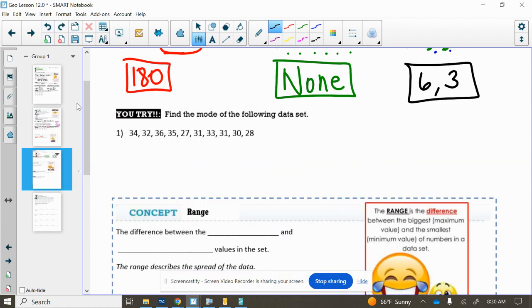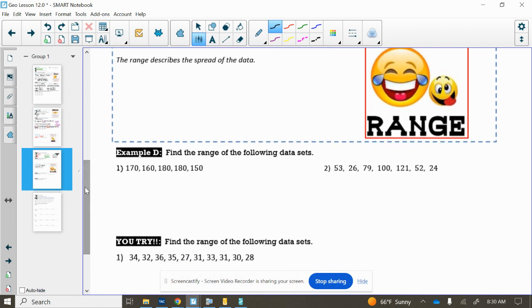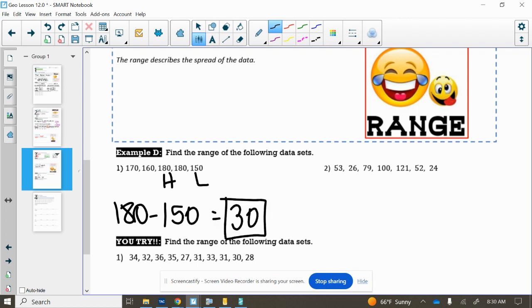Now, our range is not a measure of central tendency, it's a measure of variation, but it is the difference between the highest and the lowest values in your data set. It describes the overall spread of your data. So if we look at the next set of data, our lowest number is 150, highest number is 180. So to find that range, we're going to subtract 180 minus 150, and we would see that our range this time is 30.